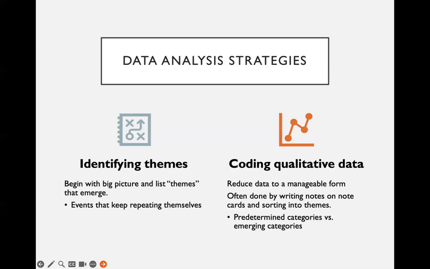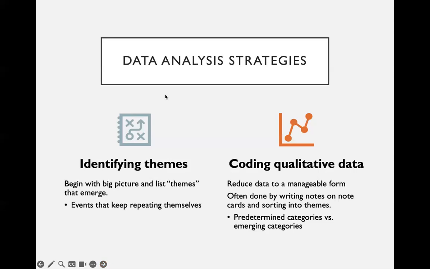So, what data analysis strategies can be employed in this process? First, we can identify the themes. Begin with big picture and list themes that emerge. And when you say themes that emerge, that will constitute topics that keep on repeating themselves.